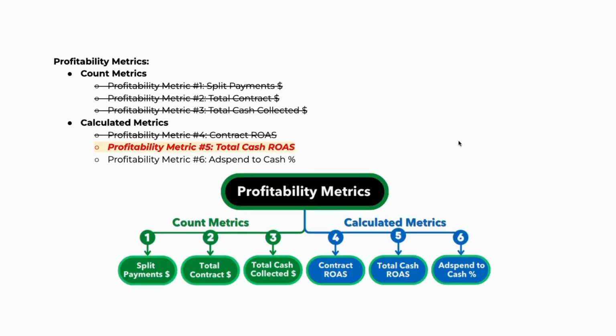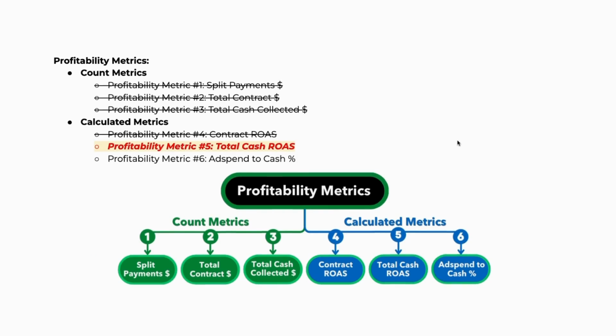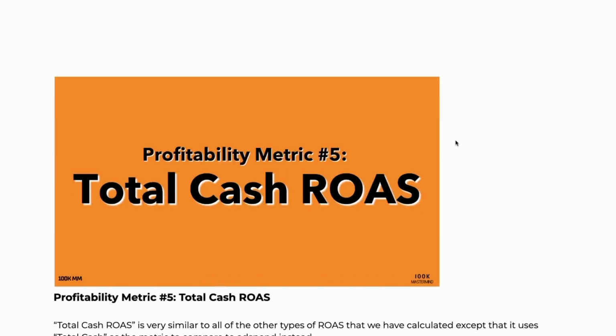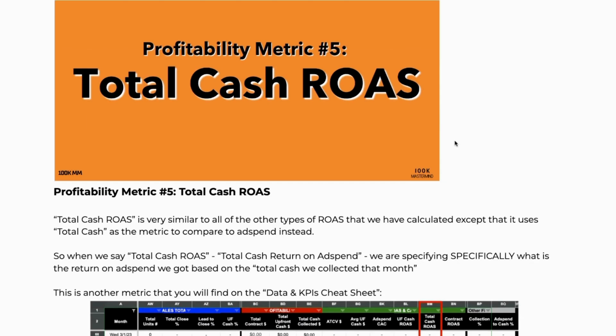Now let's go ahead and talk about total cash ROAS, but now you kind of get the gist of how all these ROASs actually work, right? All these ROASs, how they're actually calculated and what that actually looks like. So very similar to upfront cash ROAS that we talked about in acquisition and contract ROAS that we just talked about right now. Except now it's a metric that is comparing how much ad spend did we have compared to the total cash that we actually collected.